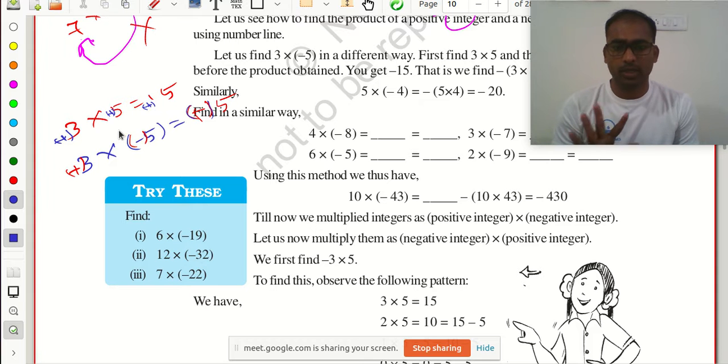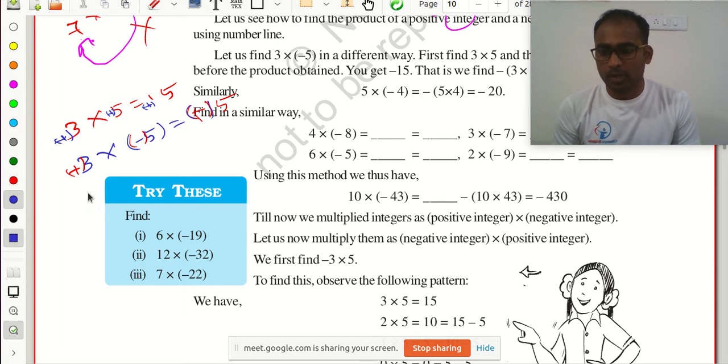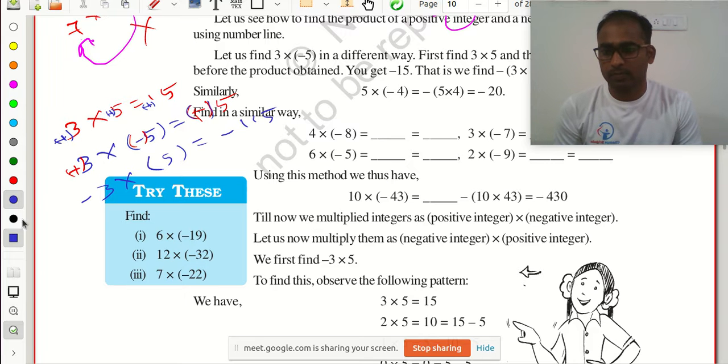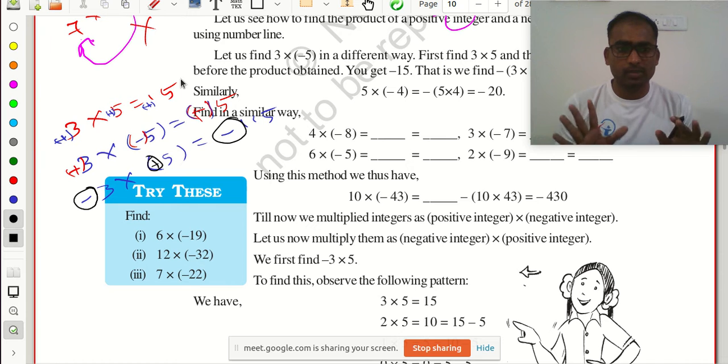Okay? Next, if I do one more, minus 3 multiplied with 5, how much will I get here? Minus 15 only. So here a negative integer, here a positive integer, and I am getting a negative integer only. Okay, till now we understood multiplication with signs. Next we will learn what happens if I multiply two negative integers.